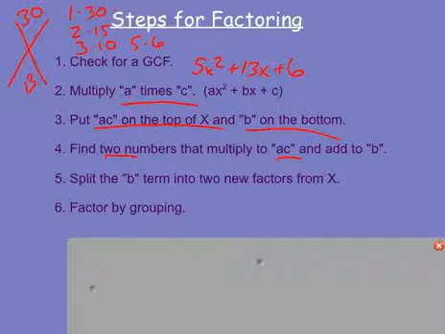So when I add 1 and 30, that's 31. When I add 2 and 15, that's 17. So I don't want any of those. 3 and 10 add up to 13, and 5 and 6 is only 11. Okay, so it's going to be 3 and 10.